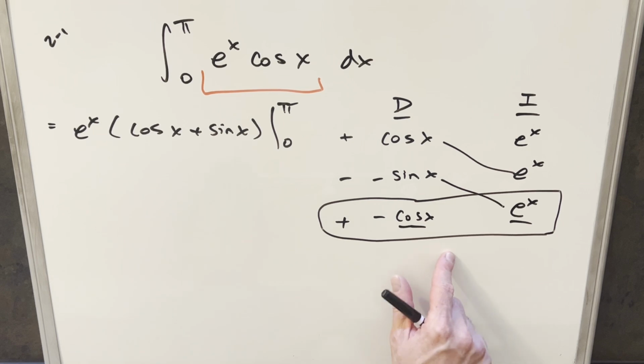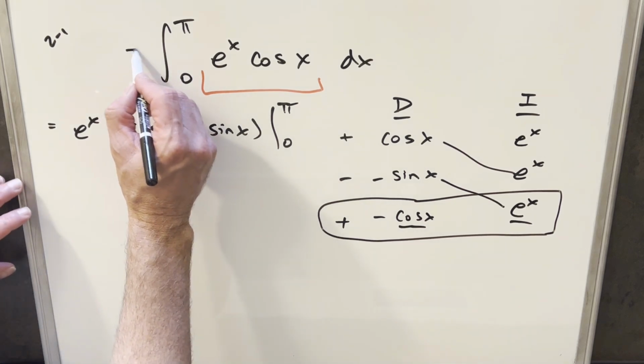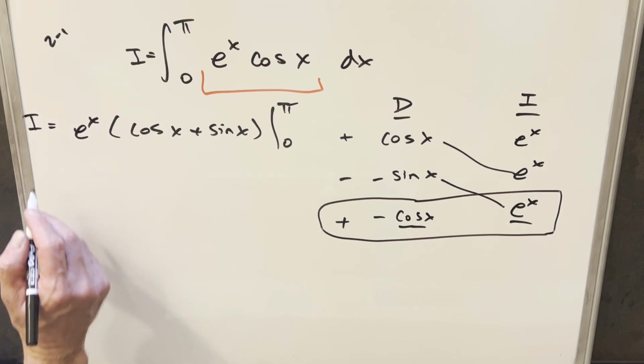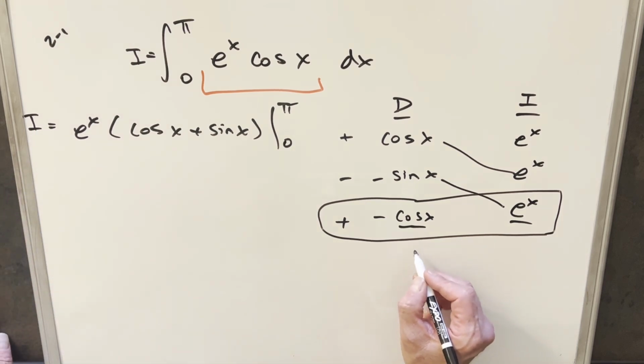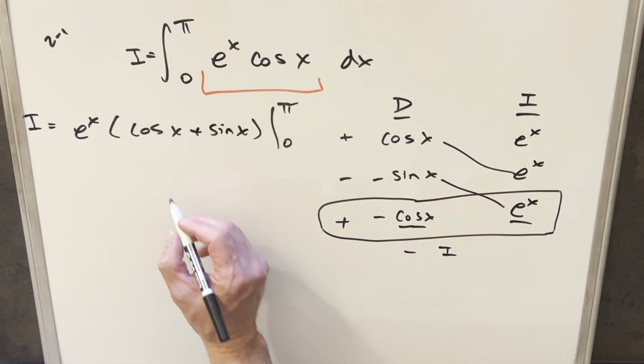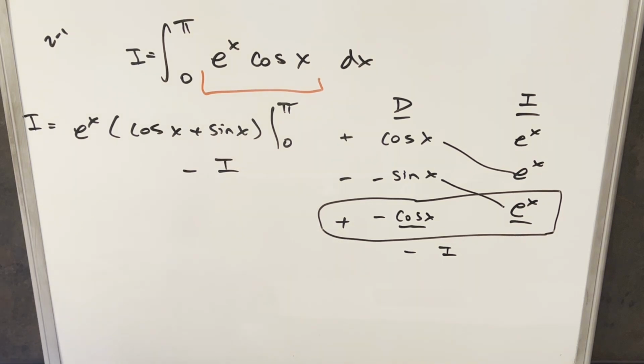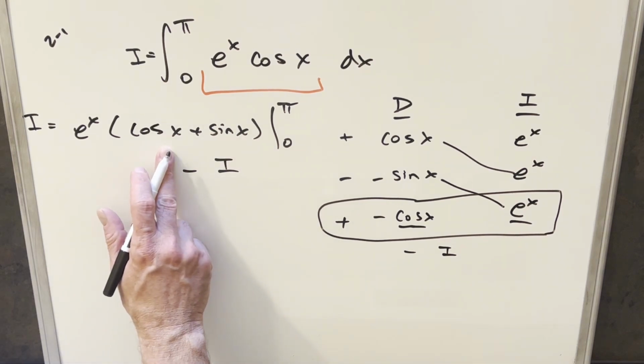And then dealing with this integral here, let's put a label on our original integral. We'll call it capital I. So everything we're doing here is capital I, and then this here is going to be just minus I. So we'll put that here at the end. We're going to have a minus I that we're including with this. And before we deal with this, let's evaluate this from 0 to pi.